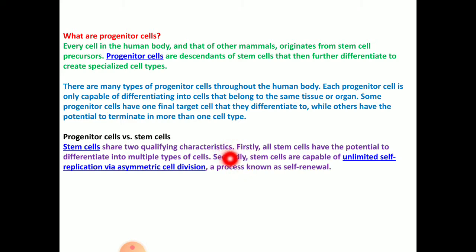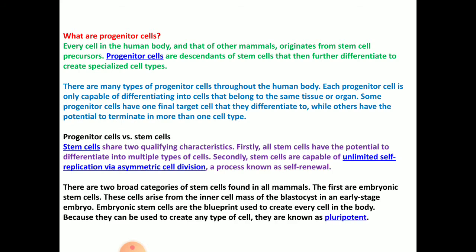Secondly, what is the second characteristic? Stem cells are capable of unlimited self-replication via asymmetric cell division, a process known as self-renewal. That means they have the capacity to give rise to more of the same kind of stem cells. They can go for an infinite number of syntheses of their own cells, and this is called self-renewal. So the two important characteristics of stem cells are differentiation and self-renewal.